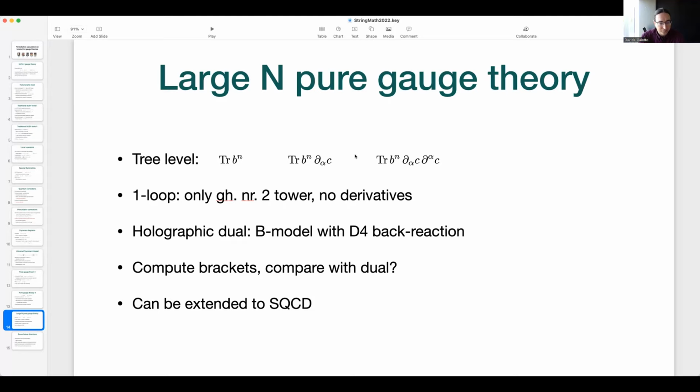Another amusing fact is that this holographic construction can be extended to SQCD with a finite number of flavors as well, just by adding some extra branes into the model.